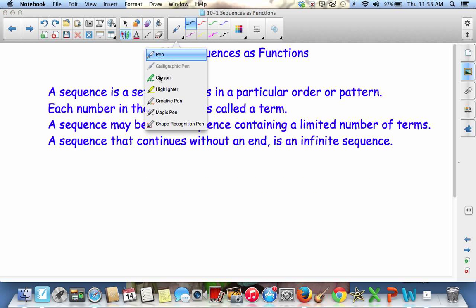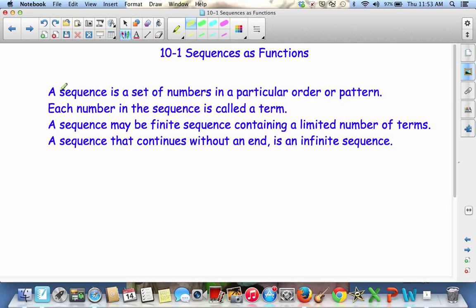So what the heck is a sequence? Well, a sequence is a set of numbers in a particular order or pattern. Each number in the sequence is called a term. A sequence may be a finite sequence containing a limited number of terms. A sequence that continues without an end is an infinite sequence. So those are just some vocab words there for you.